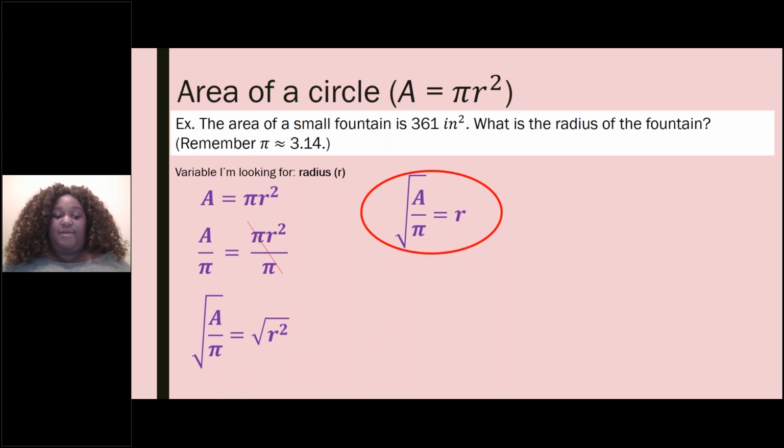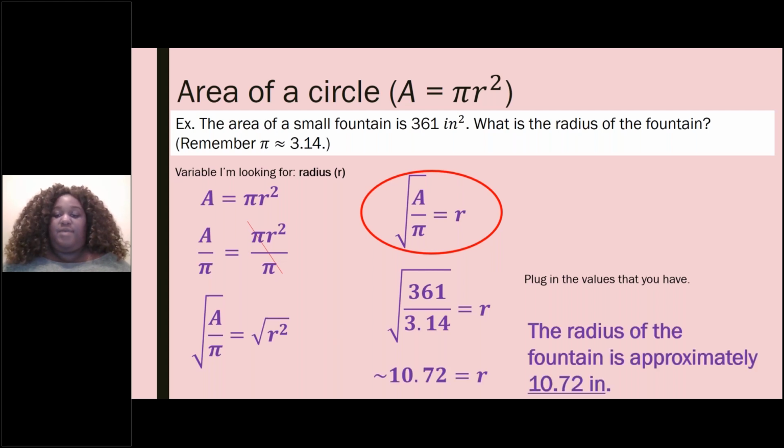And then we can plug in our values. So they told us the area was 361. We know that pi is 3.14. So we'll divide that and then take the square root of the answer we get, which is about 10.72. So then the radius of the fountain is about 10.72 inches. So it's kind of like the other one. You want to be careful when you're solving, especially if you're plugging in the calculator. You want to make sure that the 361 is divided by 3.14, and that you're taking the square root of that answer.